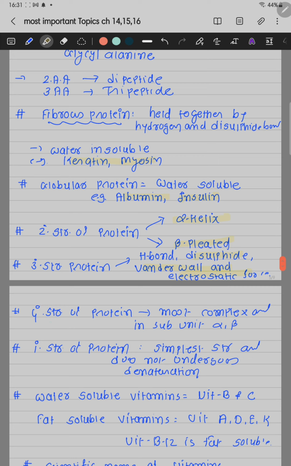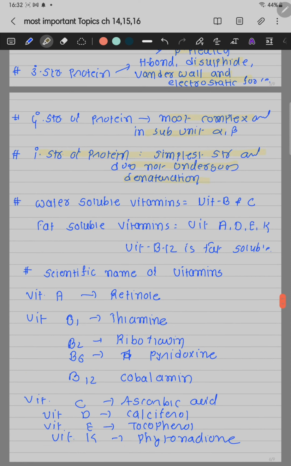Quaternary structure of the protein is the most complex structure of the protein and is divided into subunits, alpha, beta subunit, likewise. Primary structure of the protein is the simplest structure of the protein, obtained by simple peptide bonds between the amino acids. Primary structure of protein does not undergo denaturation. It is the only structure which does not undergo denaturation.